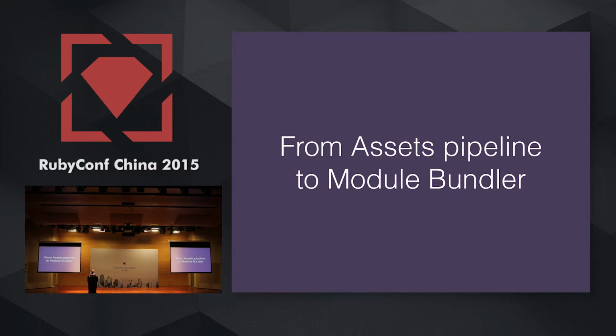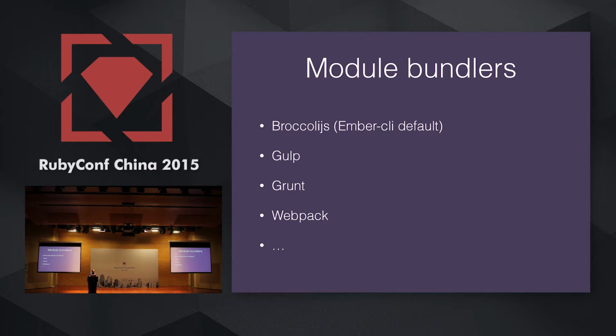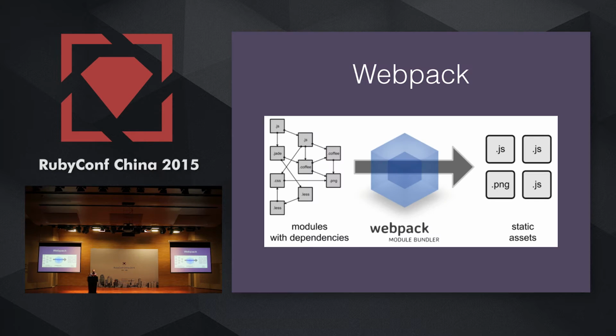So it turns out that all the problems I talked about have been answered in many, many ways by the front-end world. That's a list of module bundlers. There are at least 10 popular ones. I put just the 4 most popular ones: Broccoli, which comes as default with Ember CLI, Grunt, and webpack. We're going to talk about webpack today.